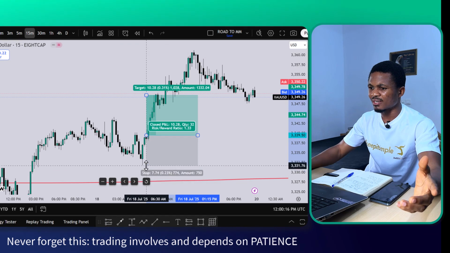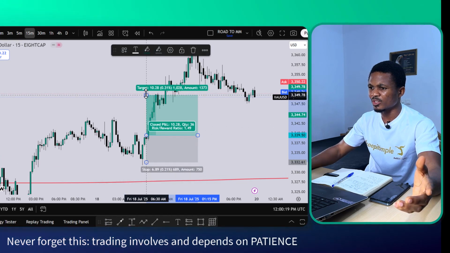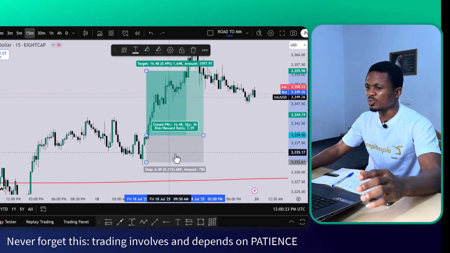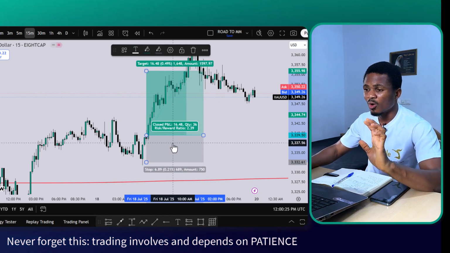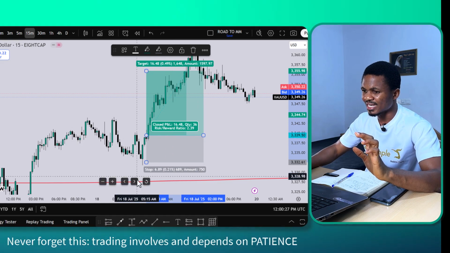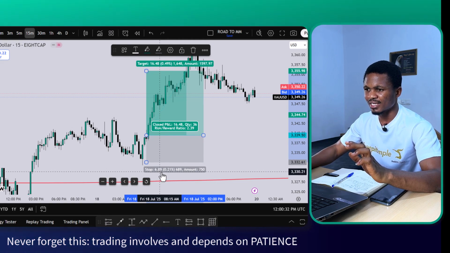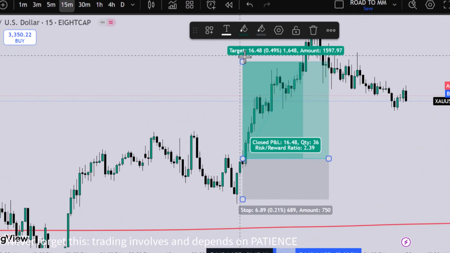So let's assume I'm entering a price point over here. Using this TradingView long position tool, you will see at the bottom we have the stop, 6.89, and at the top we have the target, 16.48. Now this value that you see over here, 16.48, is equivalent to 164.8 pips. That is what you need to know.